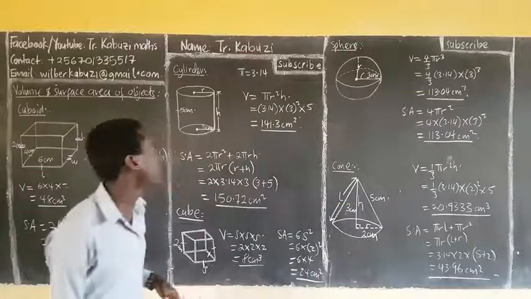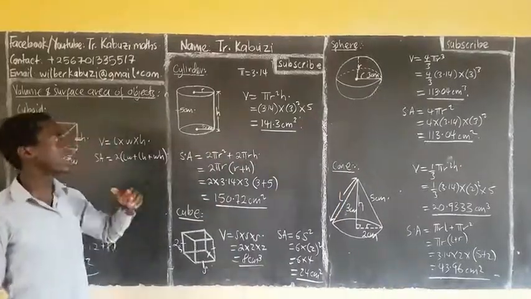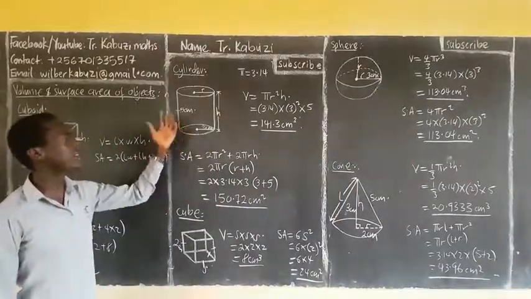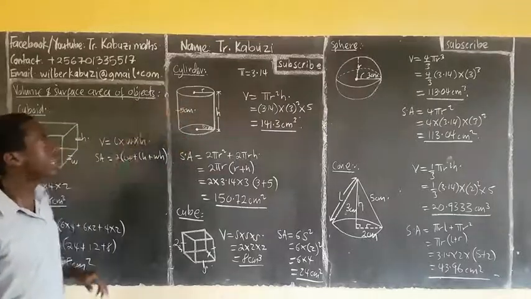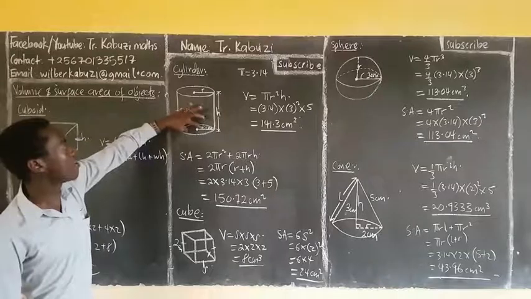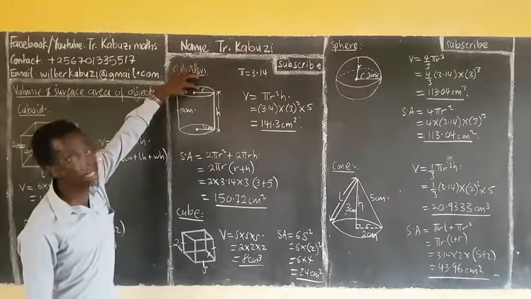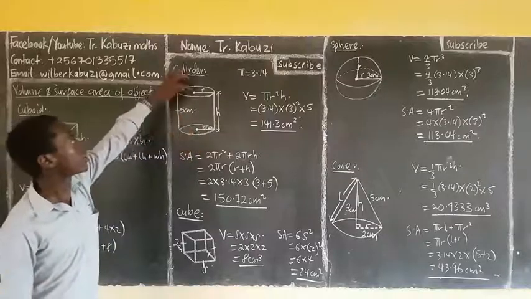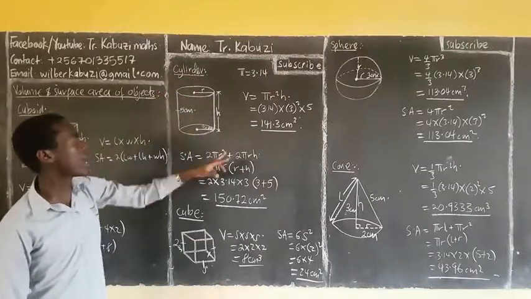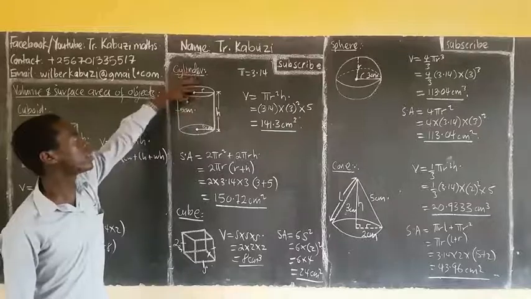Then the surface area. There are 2 surfaces. We can get the curved surface area and the total surface area. Now what I'm getting here is the surface area of the whole. How do we get it? I get the area of this bottom circle and the area of this top circle. The upper and lower parts form circles. So this area and this area, that's why you have 2 of the area of these circles.